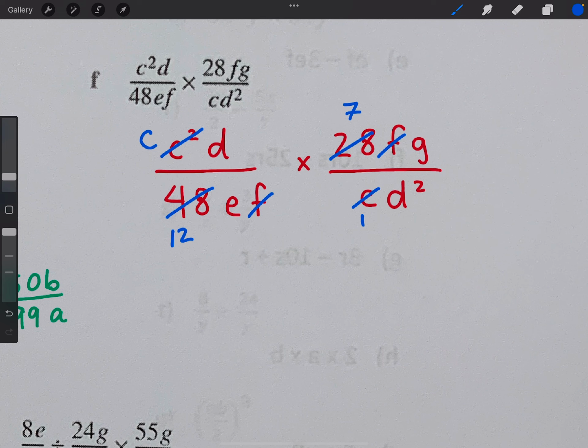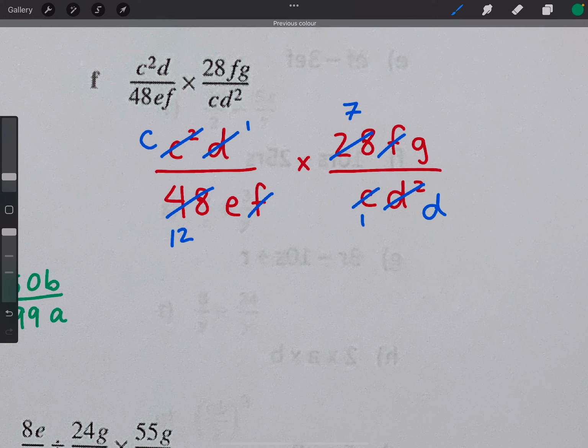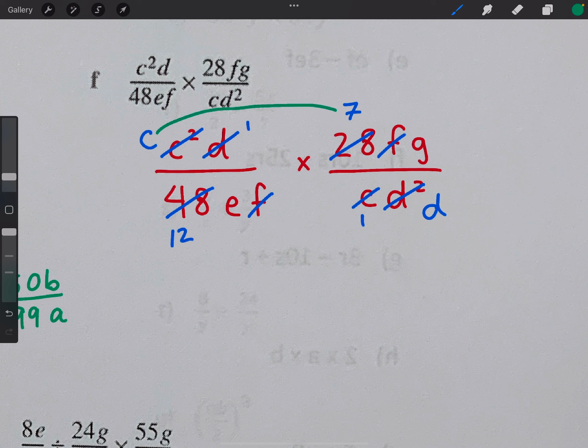Oh wait, no, the D. We can divide the top by D, you get 1. And the bottom we divide by D, you get D. Alright, now let's multiply it in. So you've got C times 7 times G. And the bottom is 12 times E times D.